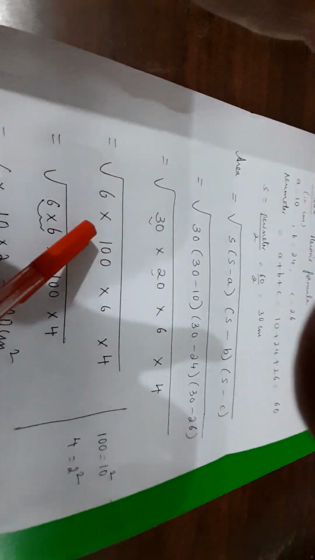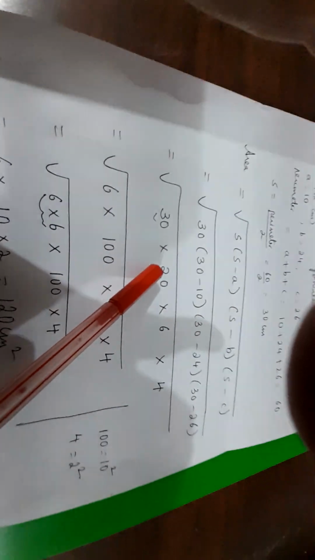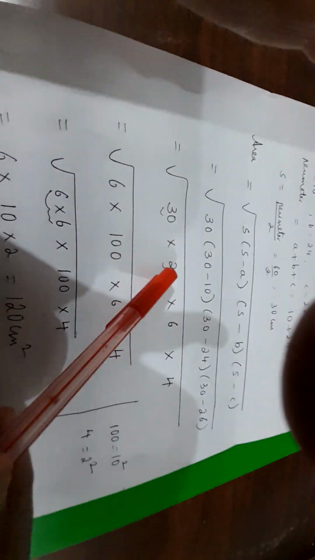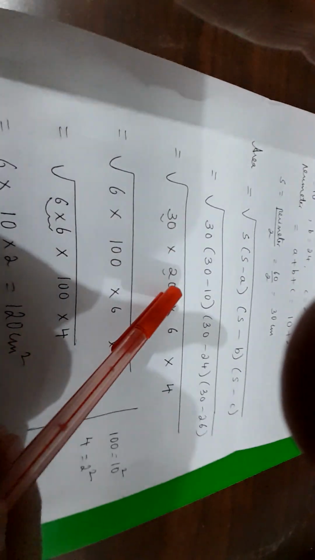30 into 30 minus 10 into 30 minus 24 into 30 minus 26. 30 into 20 into 6 into 4, which is square root of 6 into 100 into 6 into 4. See, you can multiply and then find the square root, which is not a very good or mathematical method, because you're going to land up with big numbers. Let us use the knowledge of splitting the numbers, because we know squares and square roots. We know the rules of pairing, isn't it? Let's go with that. So 3 into 2 is 6, and 10 into 10 becomes 100. 30 into 20, we get 6 into 100 into 6 into 4.